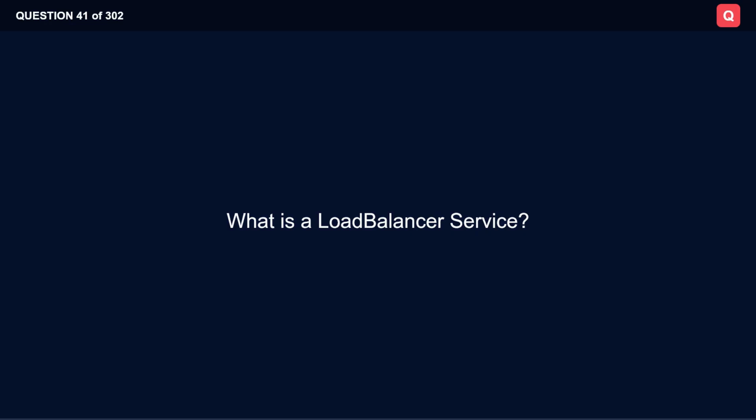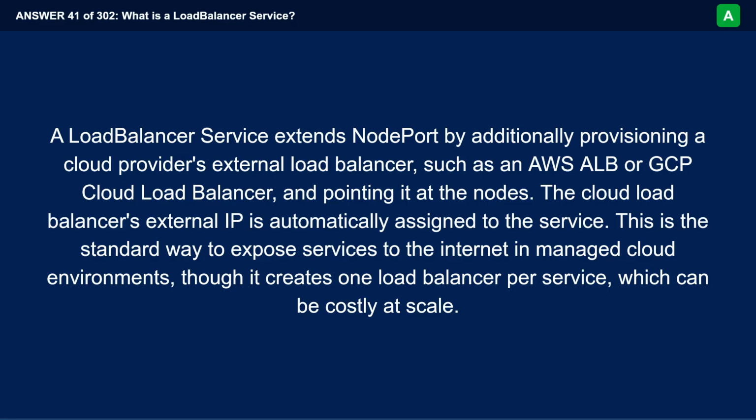What is a load balancer service? A load balancer service extends node port by additionally provisioning a cloud provider's external load balancer, such as an AWS ELB or GCP cloud load balancer, and pointing it at the nodes. The cloud load balancer's external IP is automatically assigned to the service. This is the standard way to expose services to the internet in managed cloud environments, though it creates one load balancer per service, which can be costly at scale.